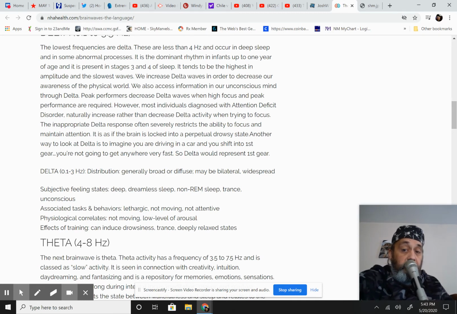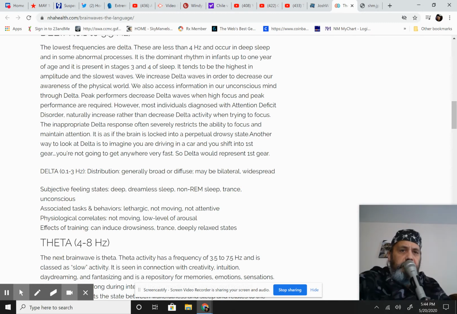It's been here too. We increase delta waves in order to decrease our awareness of the physical world. We also access information in our unconscious mind through delta. Peak performers decrease delta waves when high focus and peak performance is required, like tunnel vision. God, this is creepy. It's like your body's on guard for what? Why does it think that? That's how I interpret it, anyways.